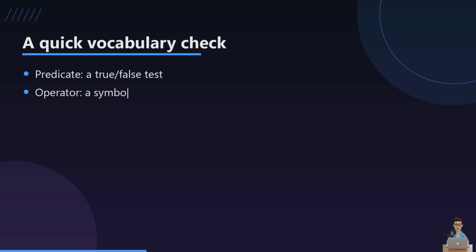Let me translate two words before we go on. A predicate is just a test that answers true or false, like is this rented out? An operator is a symbol, such as the equal sign, that compares two things. Keep those in your back pocket, we'll use them in a second.